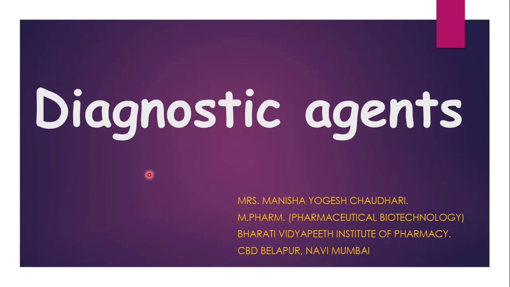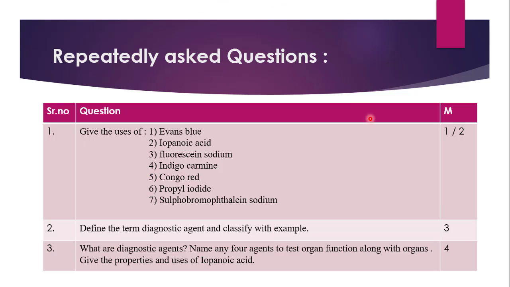So, to start with the first question from the repeatedly asked questions, the question is, give the uses of all these diagnostic agents. So, as we all know, diagnostic agents are not having any therapeutic activity. They are just the substances which are used to detect the abnormalities in the body organ or in the tissues. They are not used for the treatment purpose of any disease or disorder. So, various examples of diagnostic agents are there, such as Evans blue, Congo red, iopanoic acid, which you can see now in front of you.